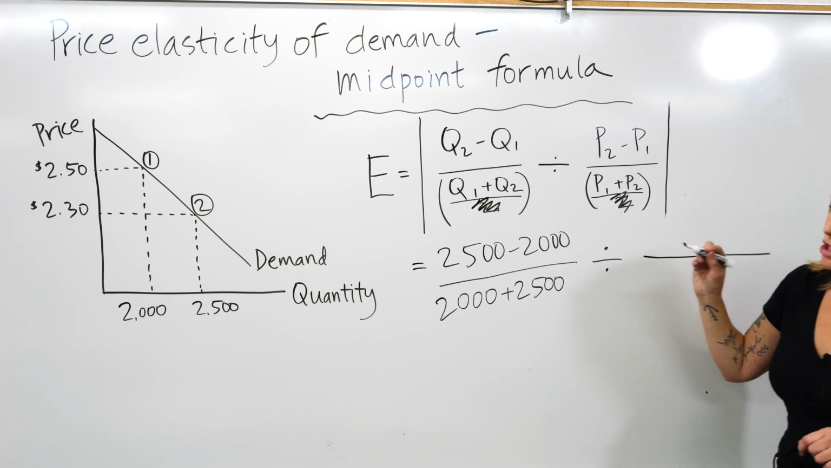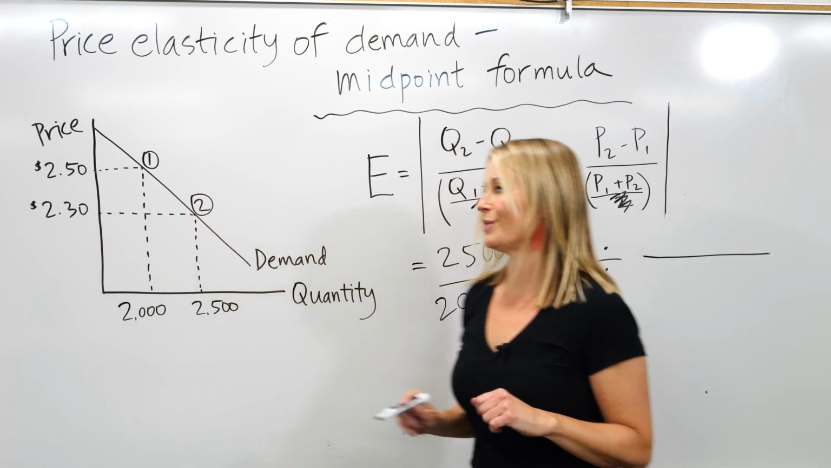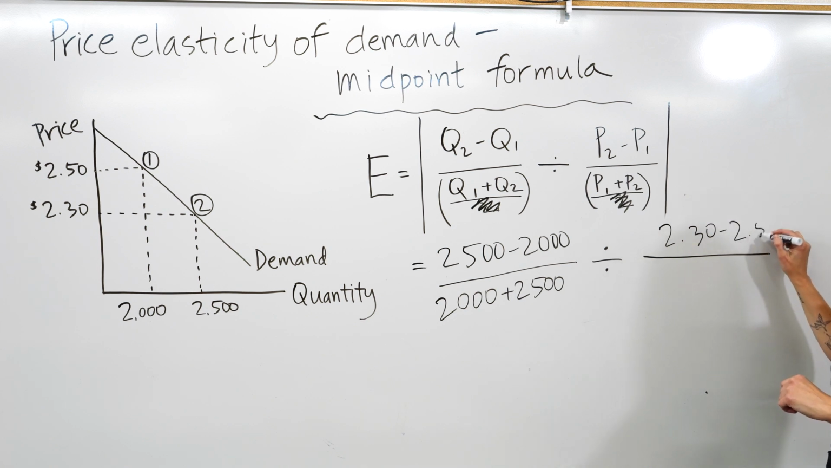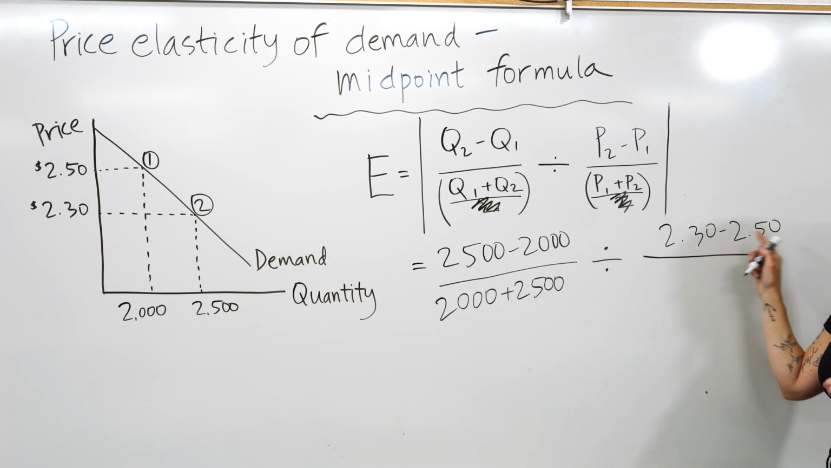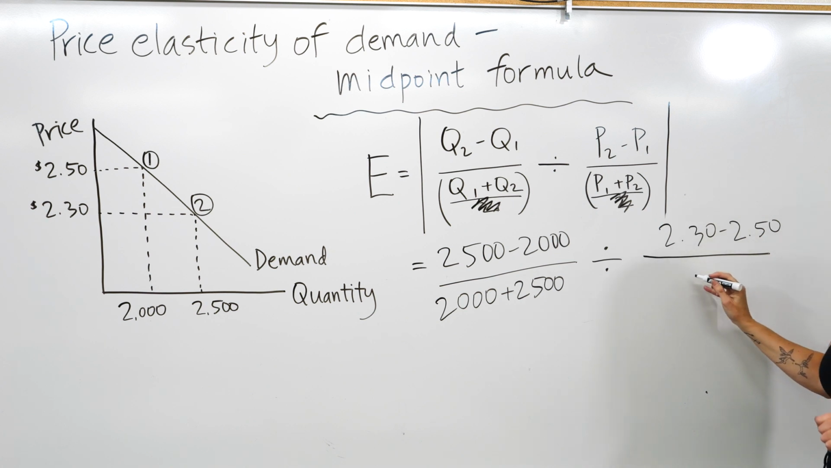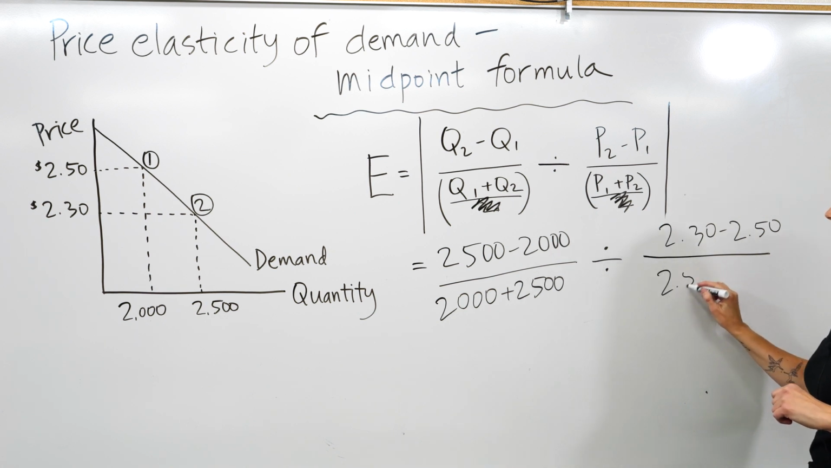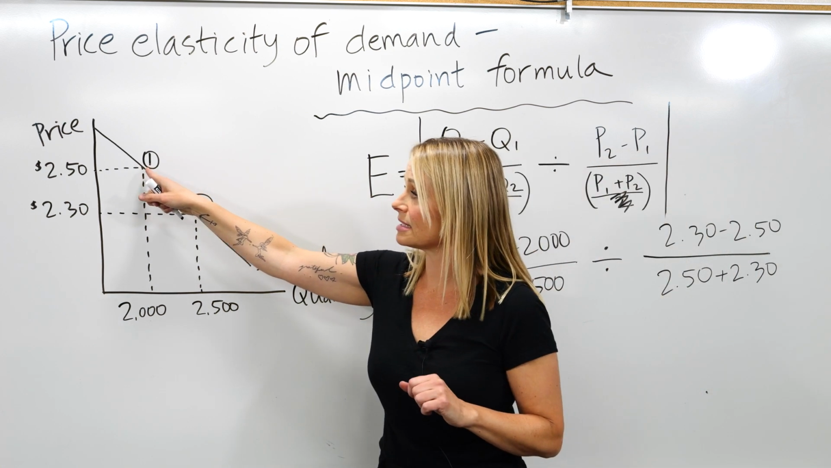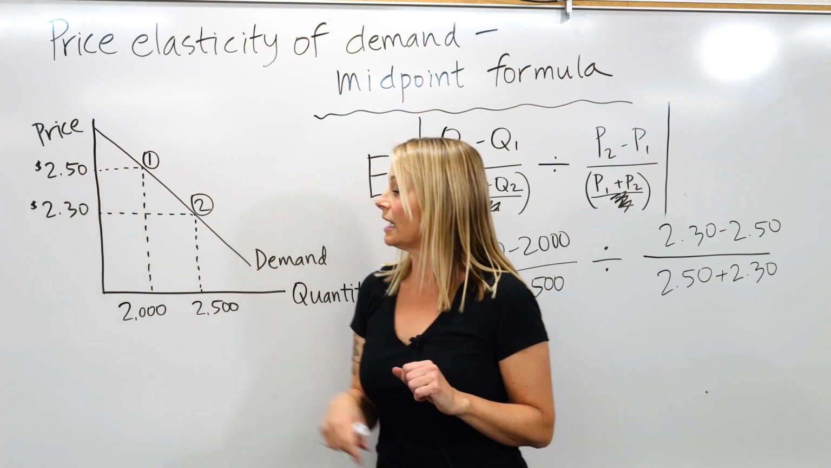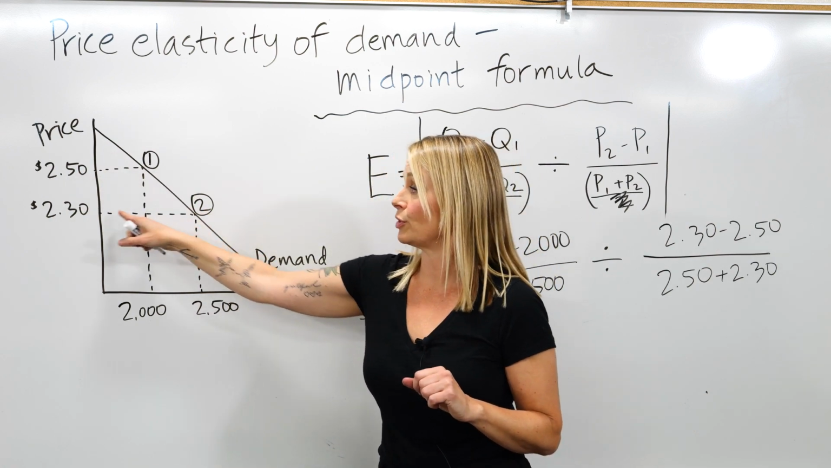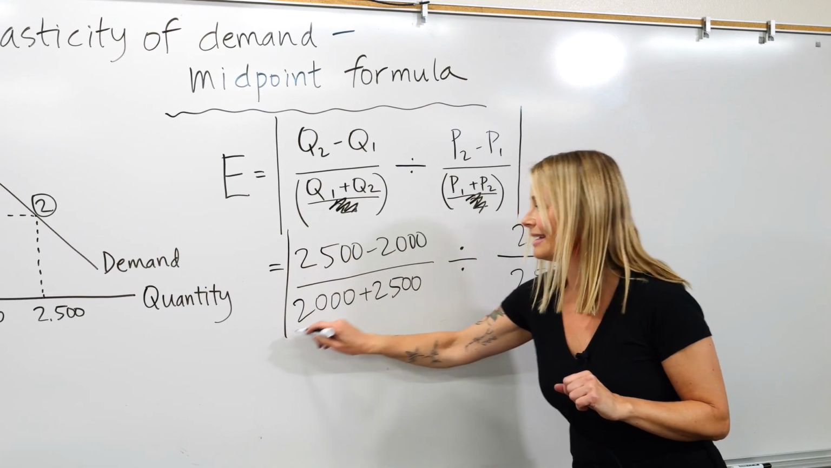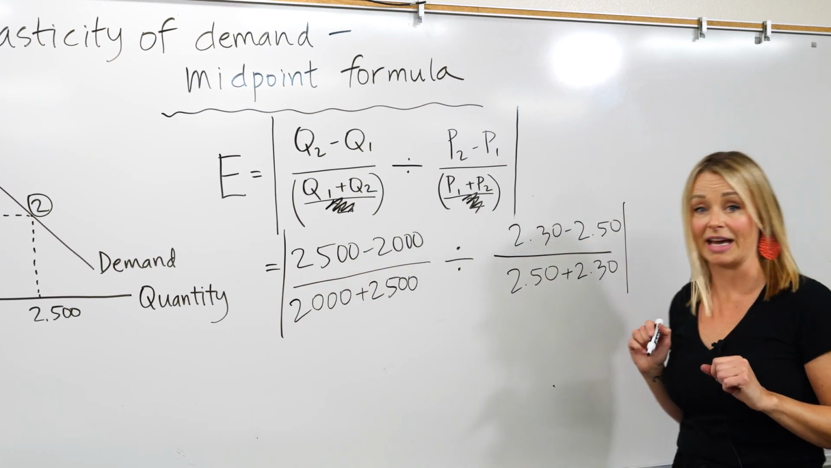So our P2, we read off our 230. 230 minus 250. See, that's where the negative is going to come in, which we're then going to cancel out. And then on the bottom, we're just going to add these amounts together. Our P1 plus P2. Where did I get those? Well, P1 is just the price at point 1, 250. And P2 is just the price at point 2, 230. So that's where everything is coming from. And yes, absolute value, all of that as well.